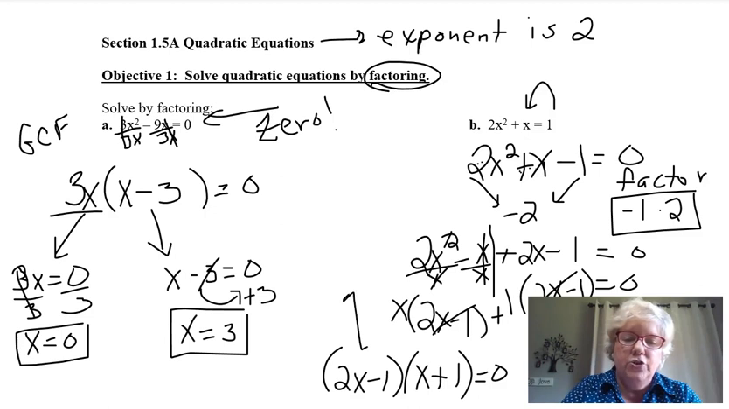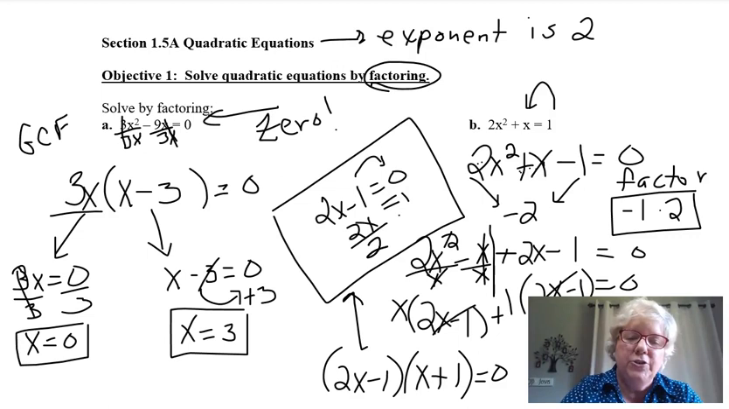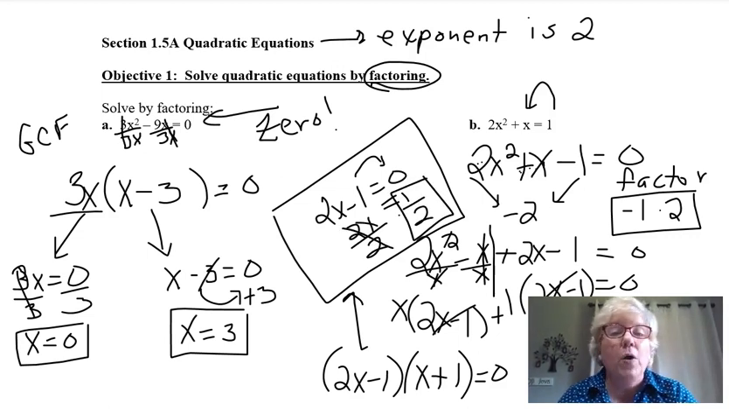Let me take this 2x minus 1, set it equal to 0, draw myself a box so that you can tell what goes with what. I'm going to move that 1 over, it becomes positive, and divide by 2. Aha! One of the answers for the part B example is 1/2.